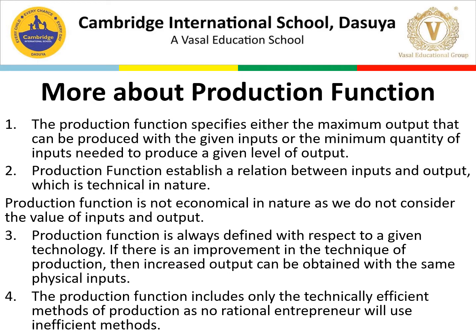The next point is production function is always defined with respect to a given technology. So with production function, we are always thinking of technology. Fine. If there is an improvement in the technique of production, when we get a good new technique, then increased output can be obtained with the same physical inputs. So suppose the machine we were using earlier was producing 500 units, and now a machine with new technology has come and it is producing 1000 units. So here increased output can be obtained with the same physical input.